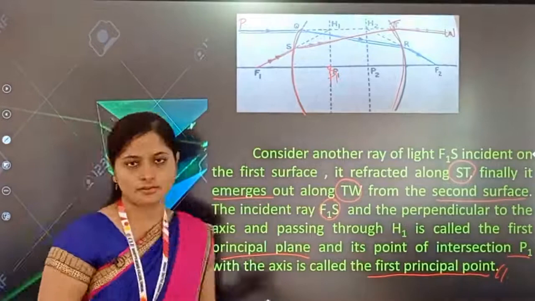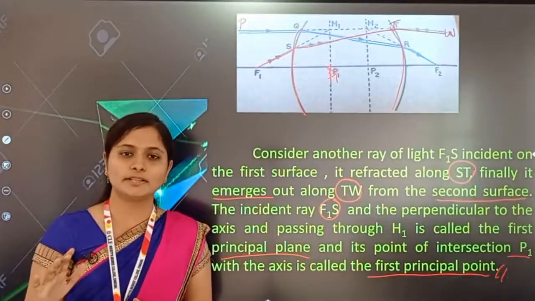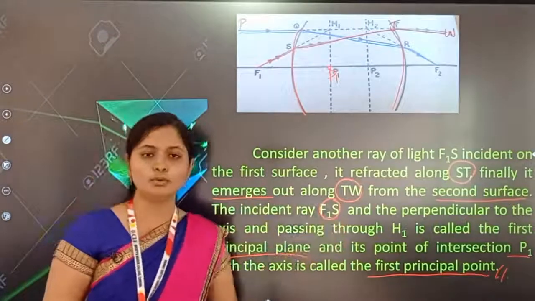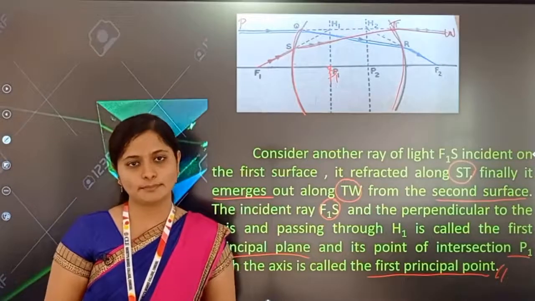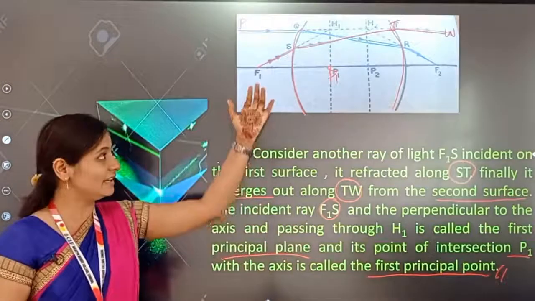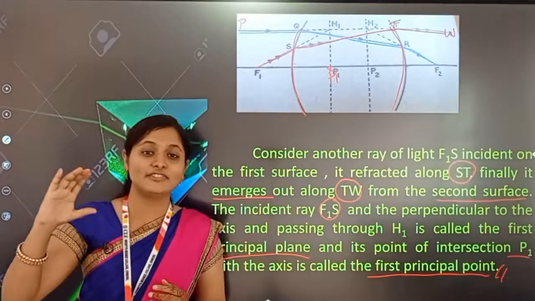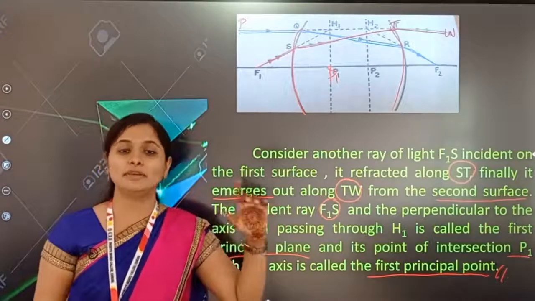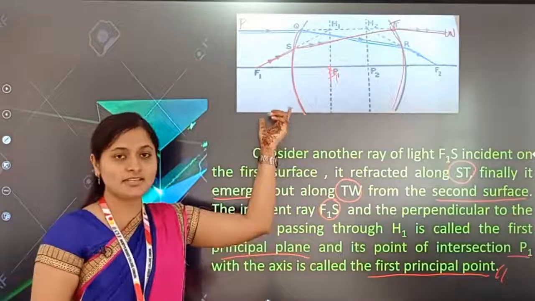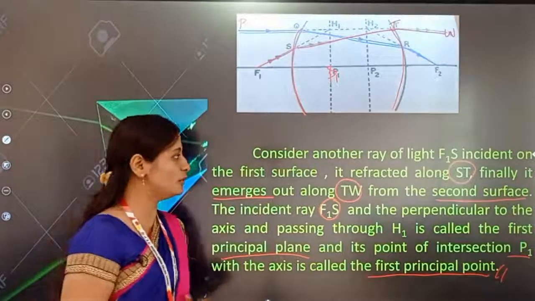So here we find H2 P2, that is the second principal plane, and P2 is the second principal point. Right? Now here we are getting H1 P1. H1 P1 means the first principal plane, and P1 is the first principal point. Got it? So we'll move to the next.